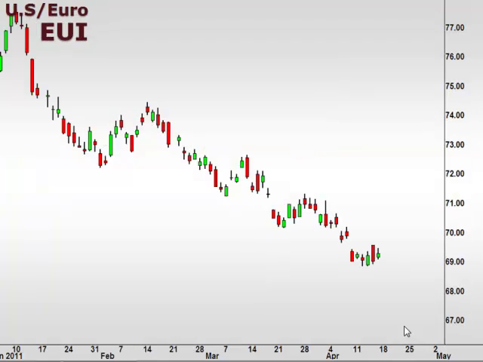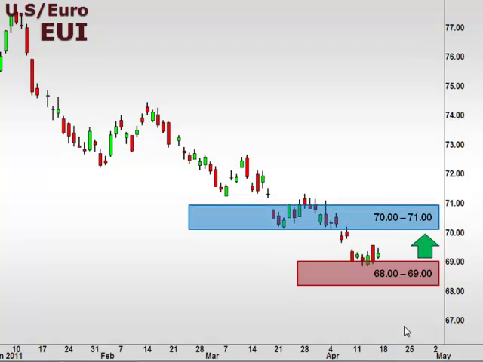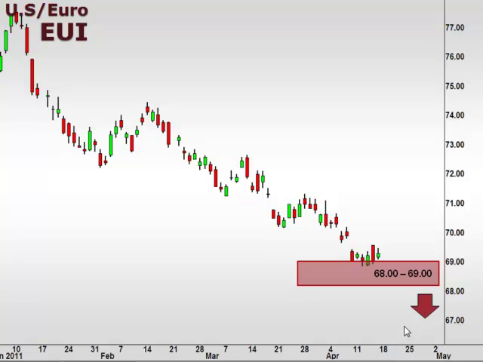Let's take a look at the EUI, the US versus the Euro. Well, the EUI held support at 69. A break above 69.5 is likely to follow through with the test of 70.71. A break below support is likely to confirm another leg lower in the continuation of the current downtrend.